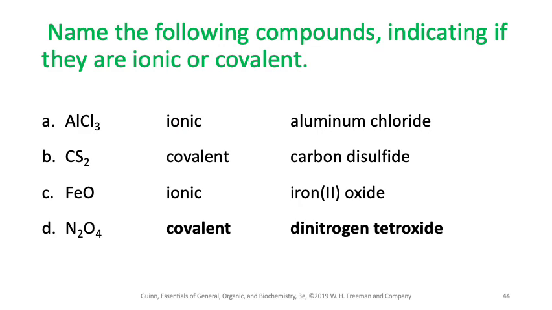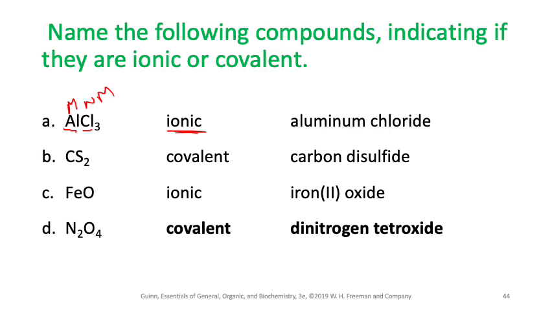Now let's do one more problem. In this problem you have to figure out whether the given compound is ionic or covalent and try to name those compounds. The problem says: name the following compounds, indicating whether they are ionic or covalent. The first one, AlCl3, is metal plus non-metal, so it is an ionic compound.